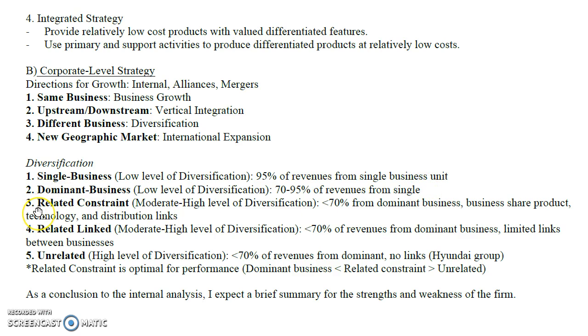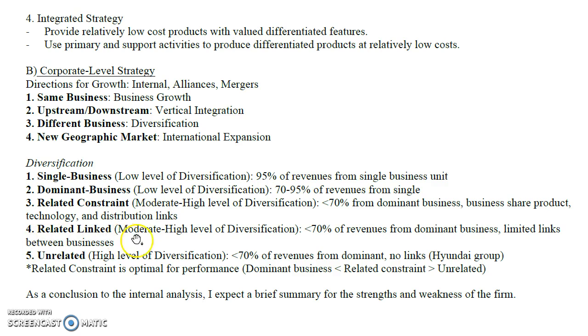3, related constraint. There are 2 related things here in diversification: related constraint or related linked. Related constraint, moderate to high level of diversification. So less than 70% of revenues comes from the dominant business. Businesses share products. So there's constraint, one business depends on the other. There are technology and distribution links here.